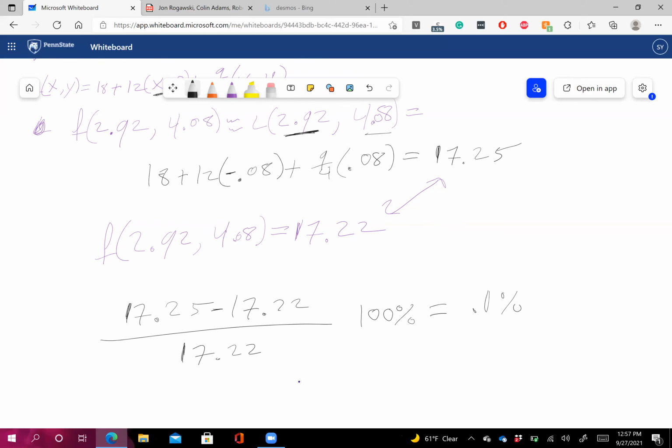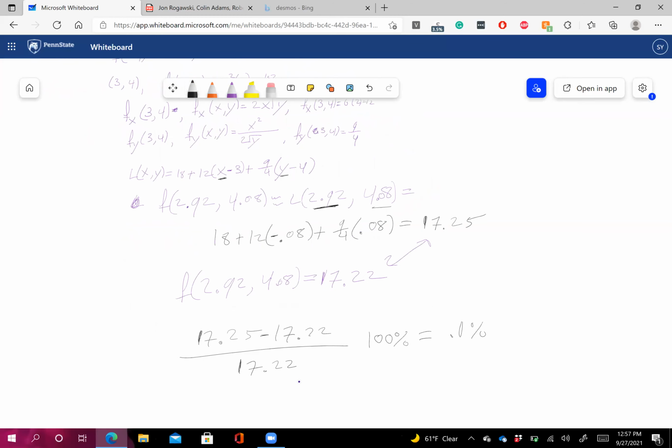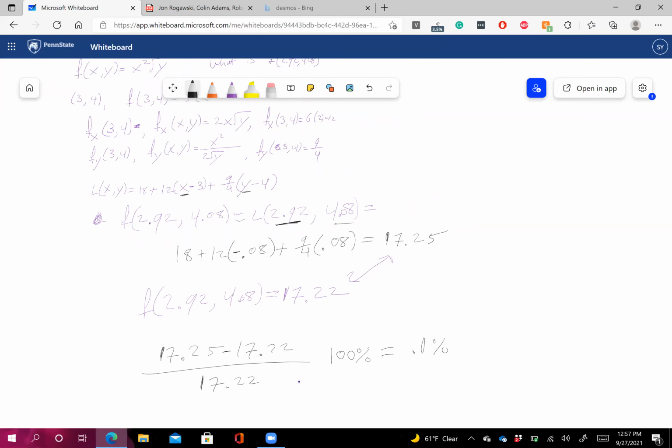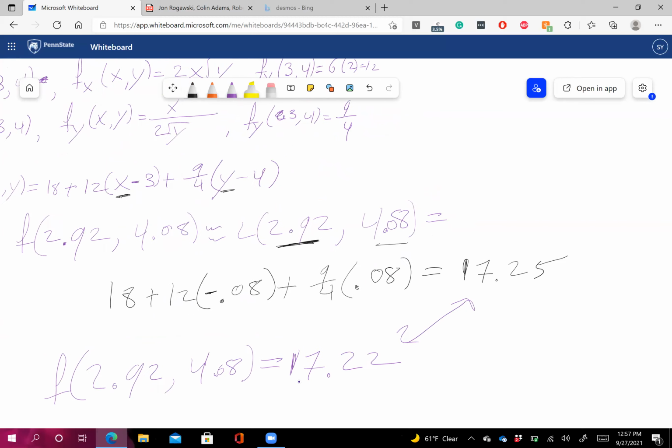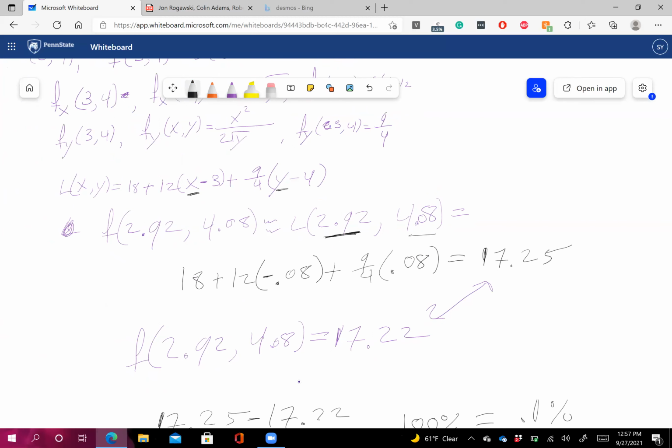Any questions? Yeah. Zoom out. Sure. Oh, it's the percentage, the change, how much you're off, as a percentage. 0.1%. Any other questions?